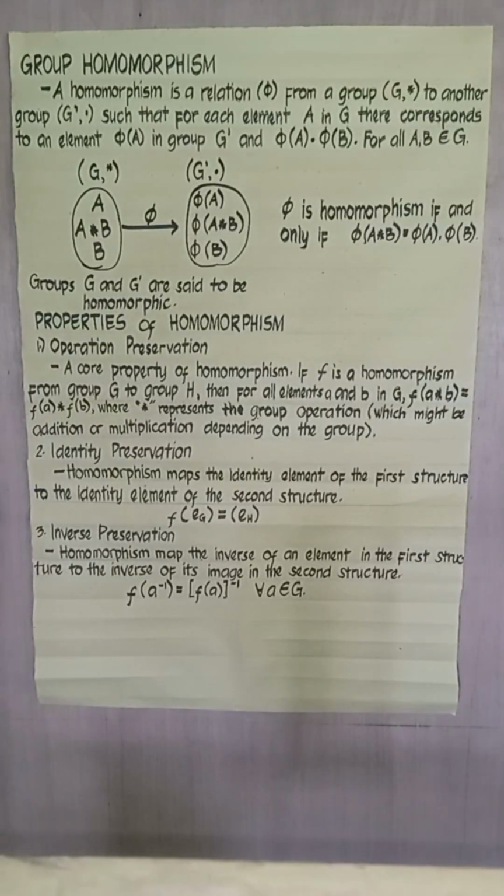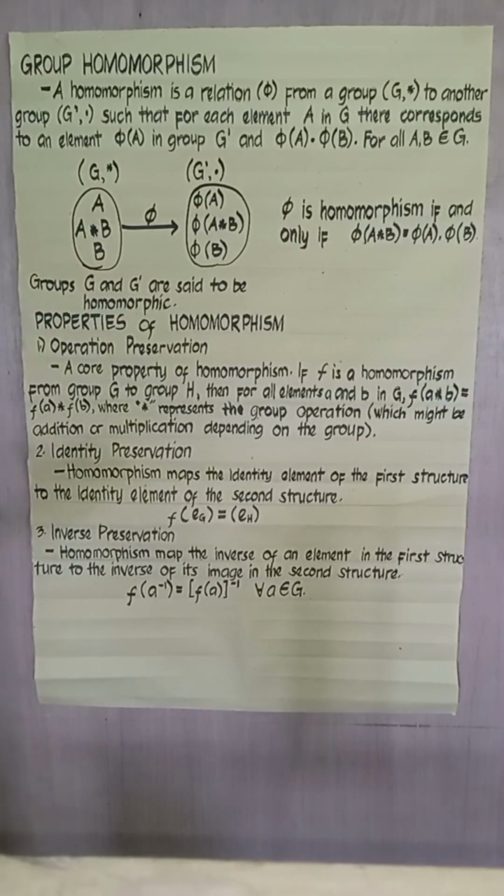So a homomorphism is a relation phi from a group G, star, to another group G prime, dot, such that for each element A in G, there corresponds an element phi A in group G prime, and phi A star B equals phi A dot phi B for all A and B elements of G. So this is how we define it in statement.